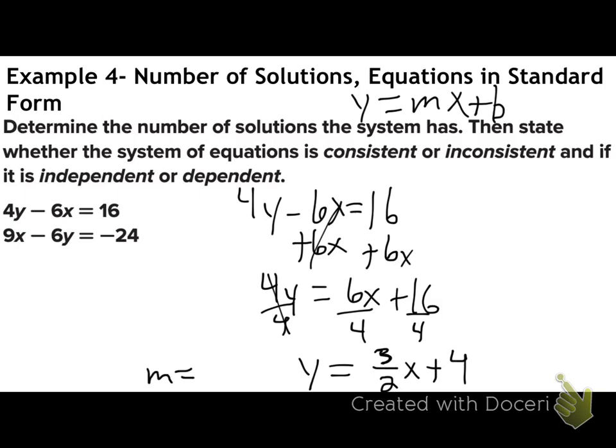What is my slope of that equation? 3 over 2. And my y-intercept? 4. Okay, we'll use that here in a second after we solve our other equation. Questions on what I've done up to this point?